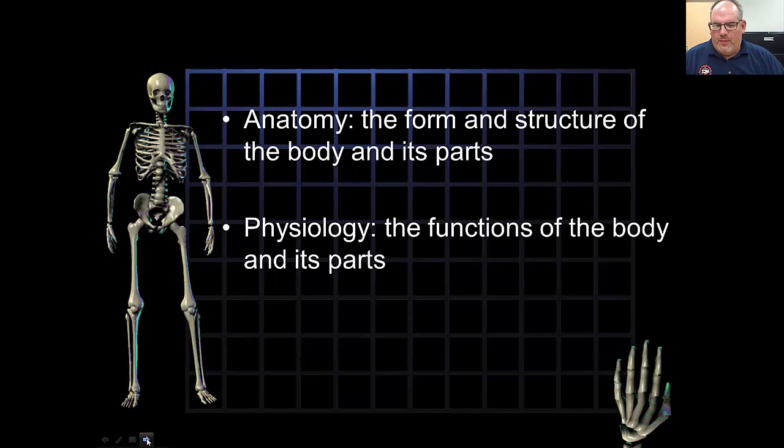So, starting off with anatomy and physiology, it's very important to understand the difference between them, and that's what this first slide goes over. Anatomy is always going to be the parts of the body, the forms, and the structure. So things like your fingers, your hands, your nose, your ears. That's all a part of anatomy.